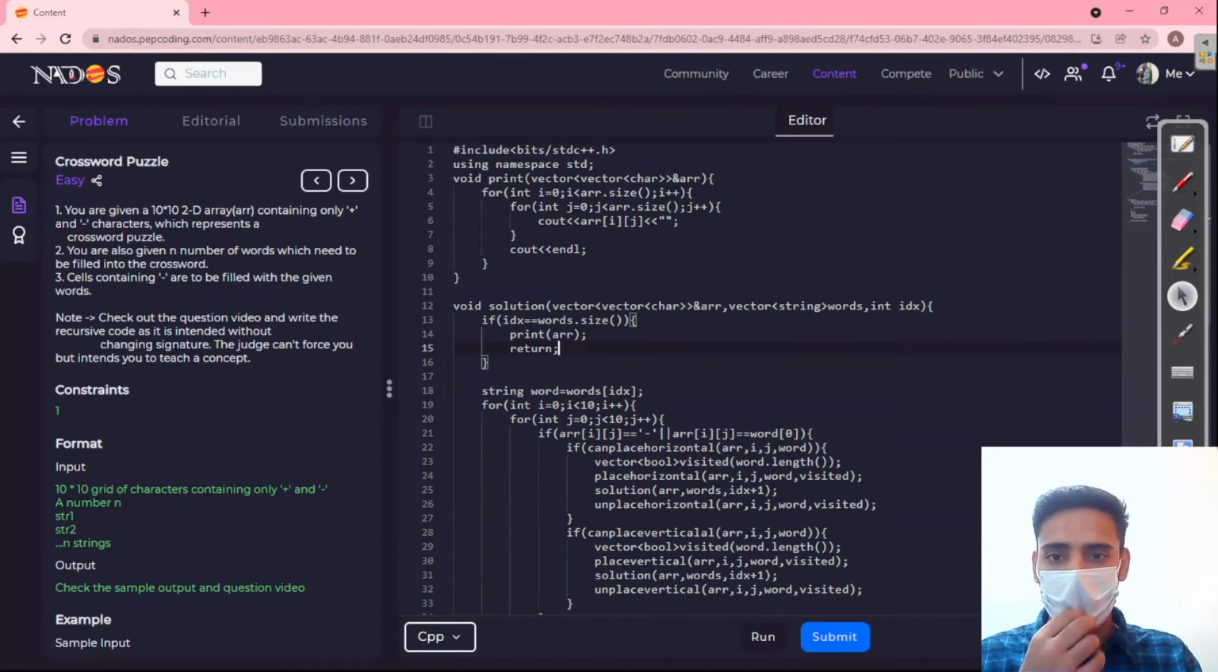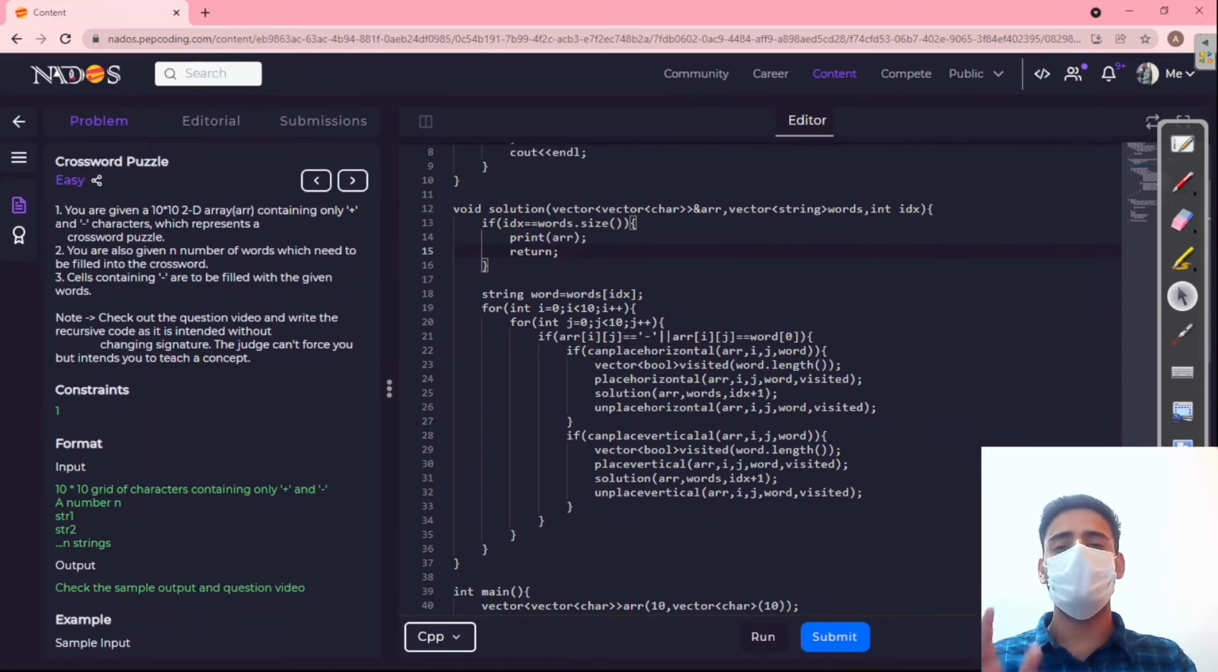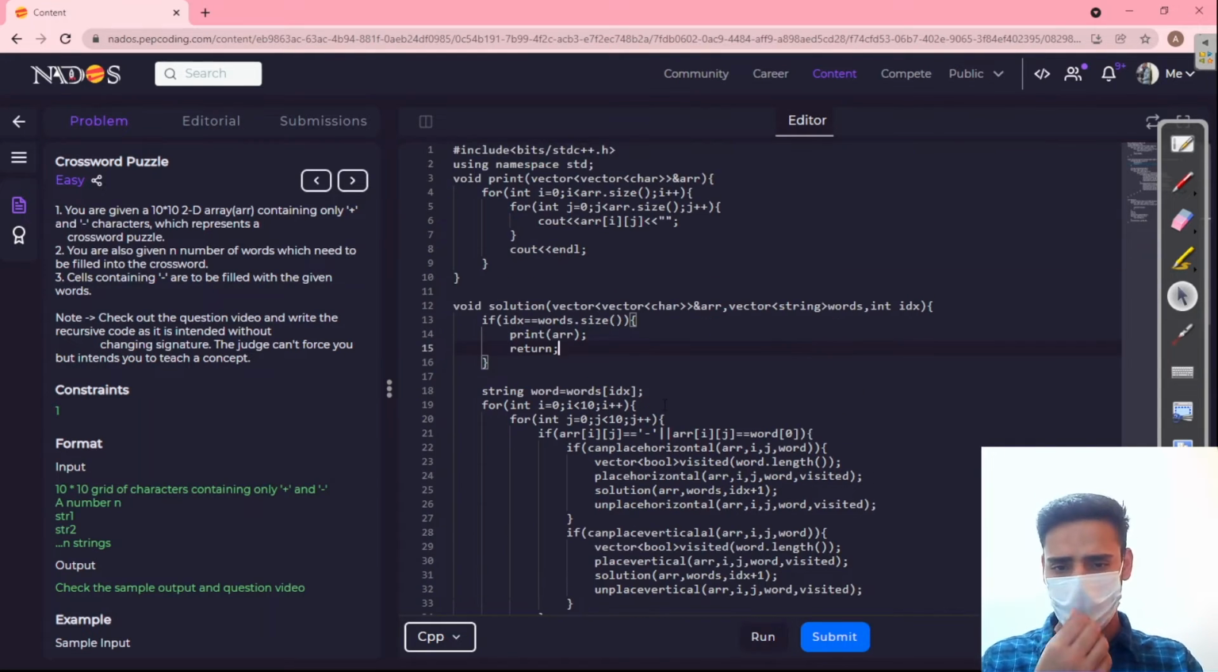Okay, so we have a pre-written print function here. We will just simply use that to print this array vector, right? Okay, so this is done. This function is completely done. Now what we have to do? Now we have to complete all these functions: can place, place, and unplace, right? So this is going to be easy. If we write can place for horizontal, it is going to be the same for vertical. We just have to make some small changes. Okay, so now let's go.